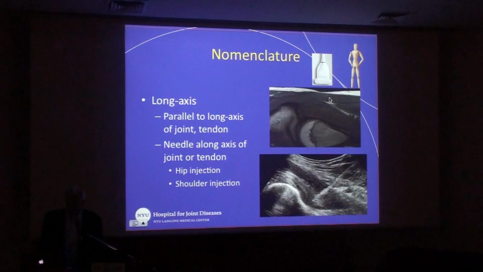So when I put my transducer over the thigh and I'm looking at the hip, as you can see in the sagittal image of the hip on MR, we're going to see the femoral head and neck junction. We're going to see the long axis of the joint, the acetabulum sitting over here. And this would be the plane that I'm going in along the long axis of the joint when I'm placing my needle. So that's what I mean by a long axis technique.